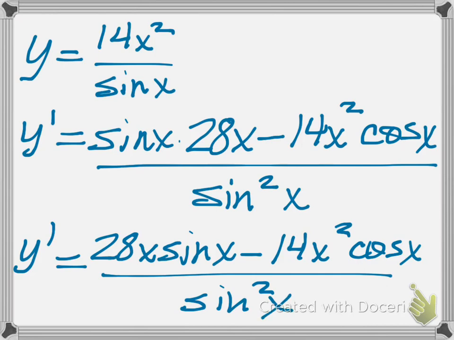Okay, so there's an example of the quotient rule with the generalized rule. Remember, the order is very important. Bottom times derivative of the top minus the top times the derivative of the bottom, all over the bottom squared.